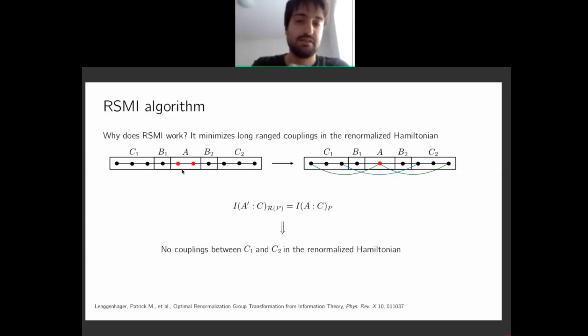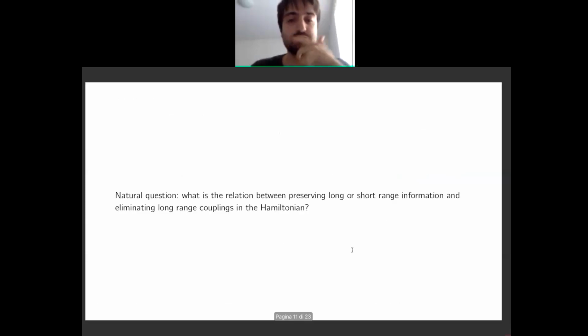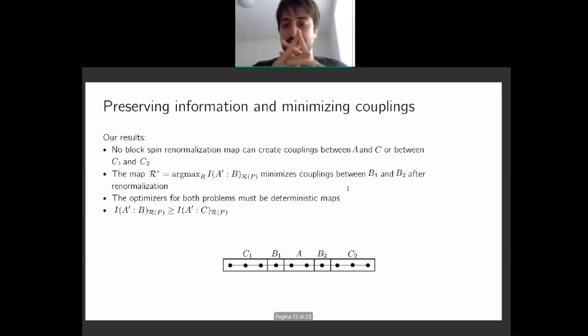And they argue that if this mutual information that RSMI optimizes is actually exactly preserved, then there can be no long-range coupling appearing between the two faraway portions of the environment, C1 and C2. And so the question that we try to ask ourselves is, is there a systematic way to examine this relation? What is the relation between preserving these kinds of long or short range information in the lattice and eliminating long range couplings in the renormalized Hamiltonian? And so we come to the results that we found.